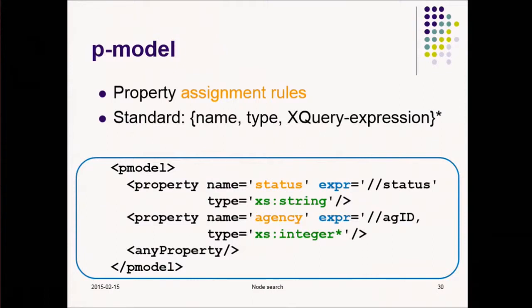So how is a P model described? The standard form is a set of triples consisting of a property name, an XQuery expression, and a result type. So you see here, again, a simple XML representation, what I call the P model descriptor, describing that the nodes are associated with 2 external properties, one called status, the other agency, and there are certain XQuery expressions to be used, and the type is also constrained.